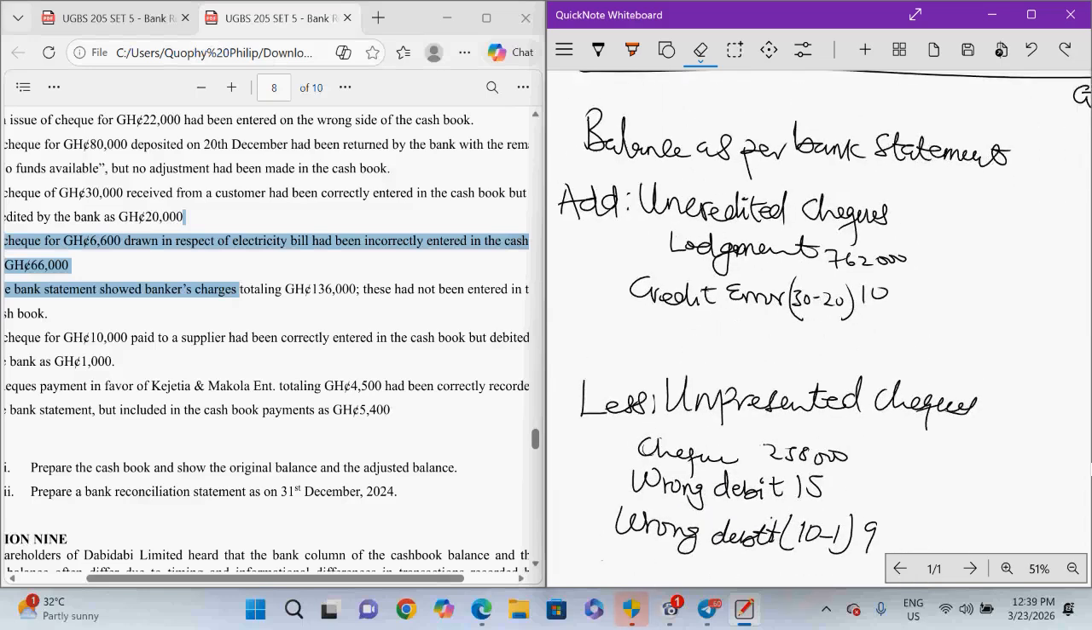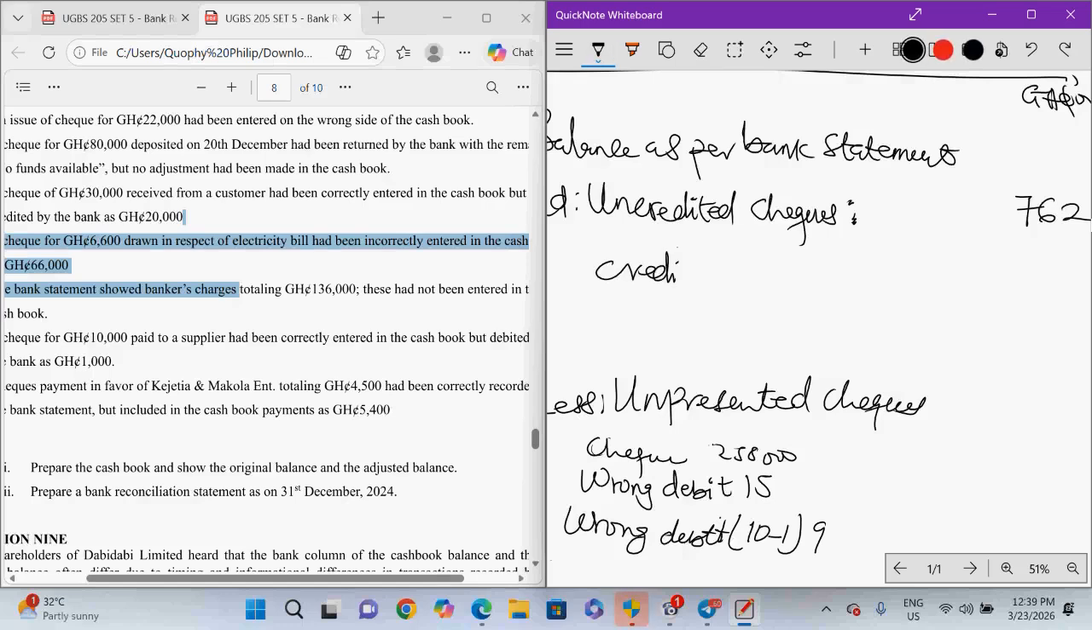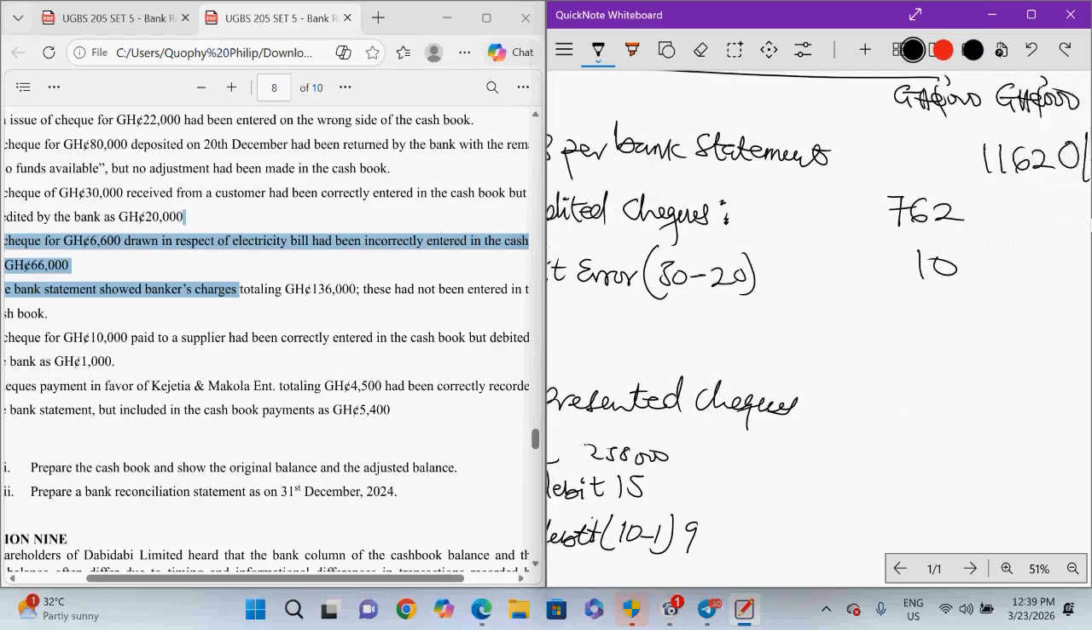So I think we are done. So let's present it in a nice way, especially this one. The uncredited check is only one, a lodgement. So let me just write uncredited 762. And then credit error is what? Credit error 10, which is 30 minus 20, and that is giving us 10.